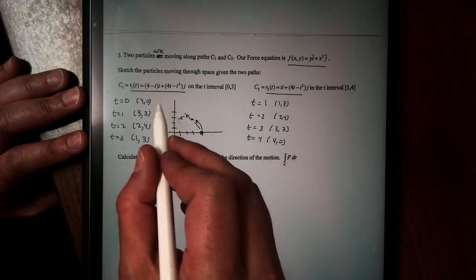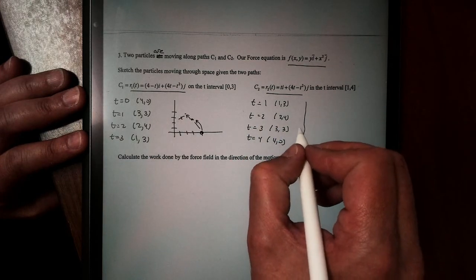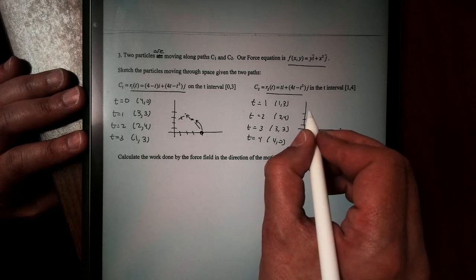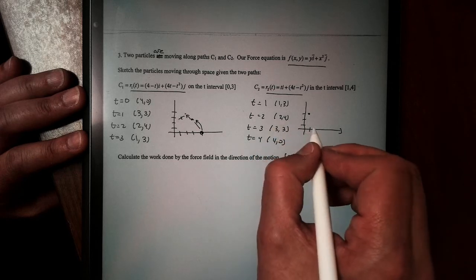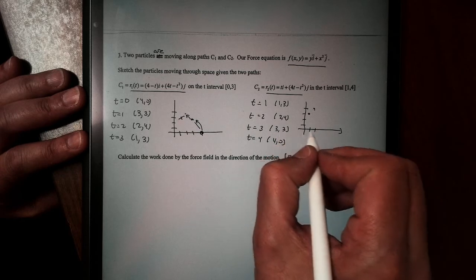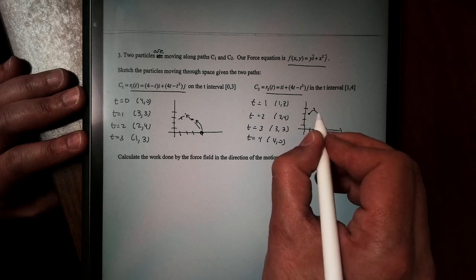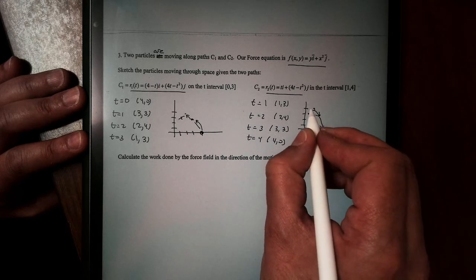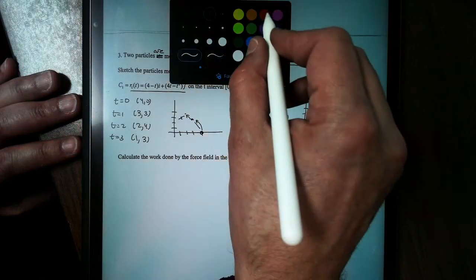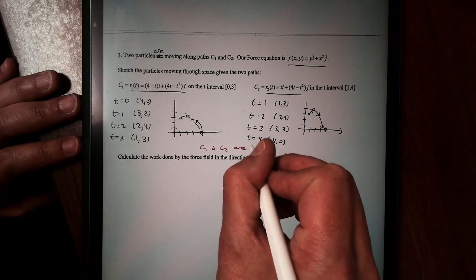Now right away I kind of notice it looks like they're going in the opposite directions here. But let's see. At t equals 1, so here we're at 1, 3, 1, 2, 3. At t equals 2, we're at 2, 4. And at t equals 3, we're at 3, 3. And then at 4, 0. Yeah, it definitely looks like we're heading in the opposite direction. So that's one thing I noticed right away, that C1 and C2 are in opposite directions.